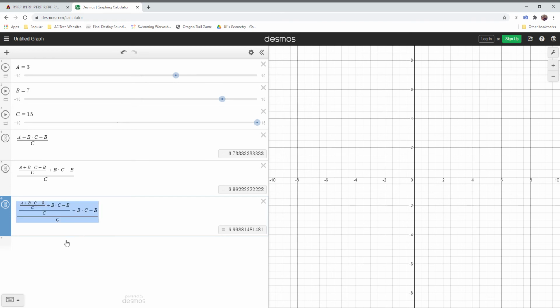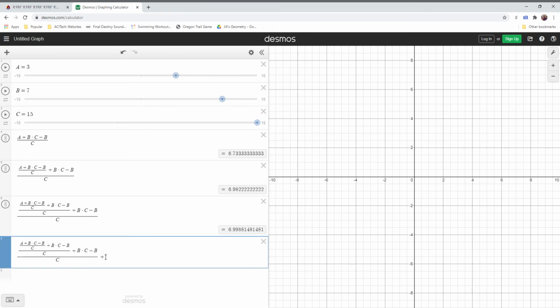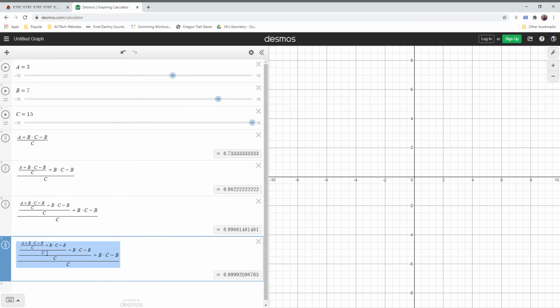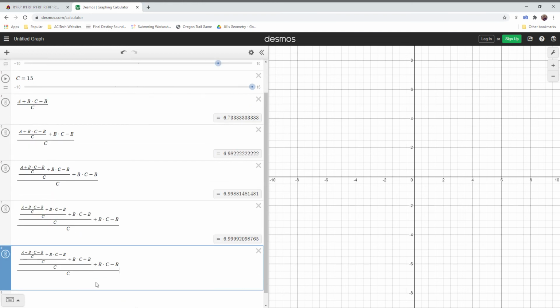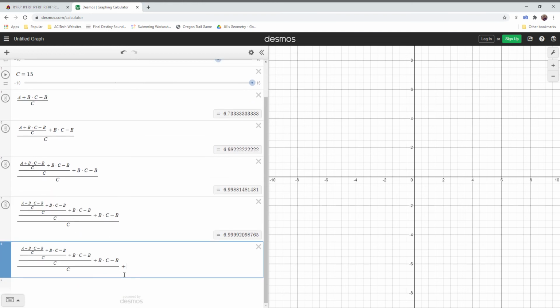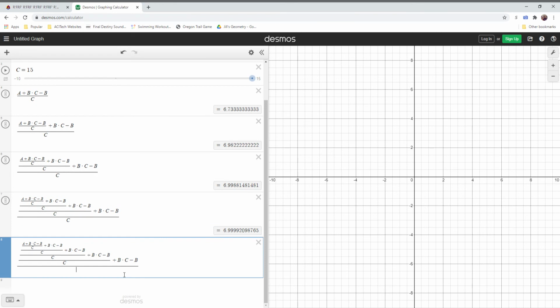So we've done it 3 times. This is going to be time number 4, plus b times c minus b. Take the whole thing and divide it by c. We're going to take it again. 1, 2, 3, 4. This is the 5th one. We're going to add in b. We are going to multiply by c. We are going to subtract b, and we are going to take the whole thing and divide by c again.